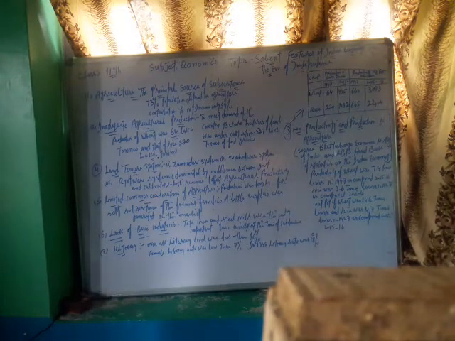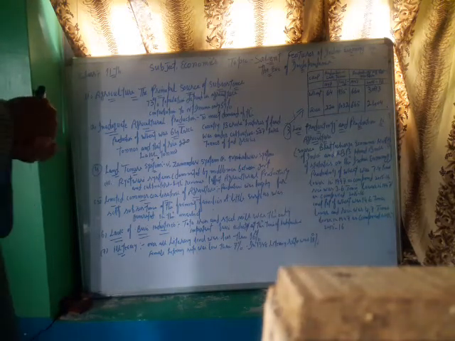Second is inadequate agricultural production. It is the second point, inadequate agricultural production. In India, the agriculture production was inadequate to meet the demand of the country.